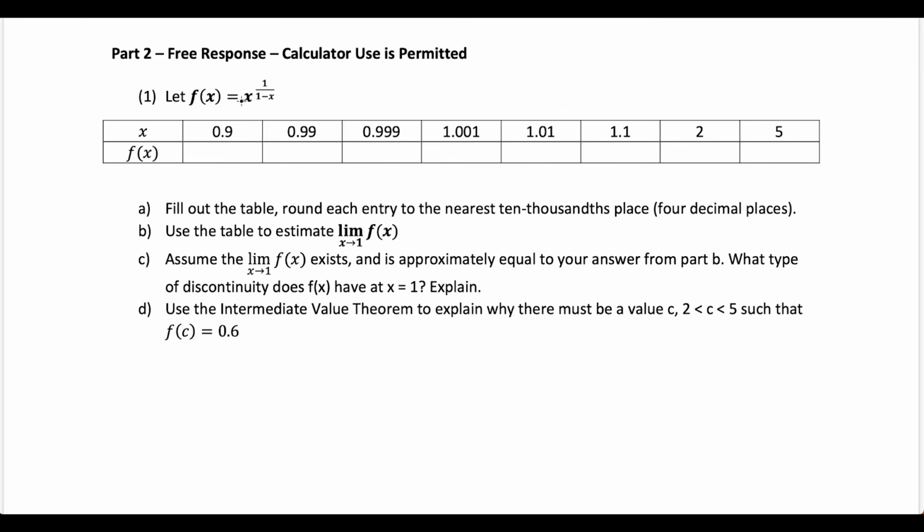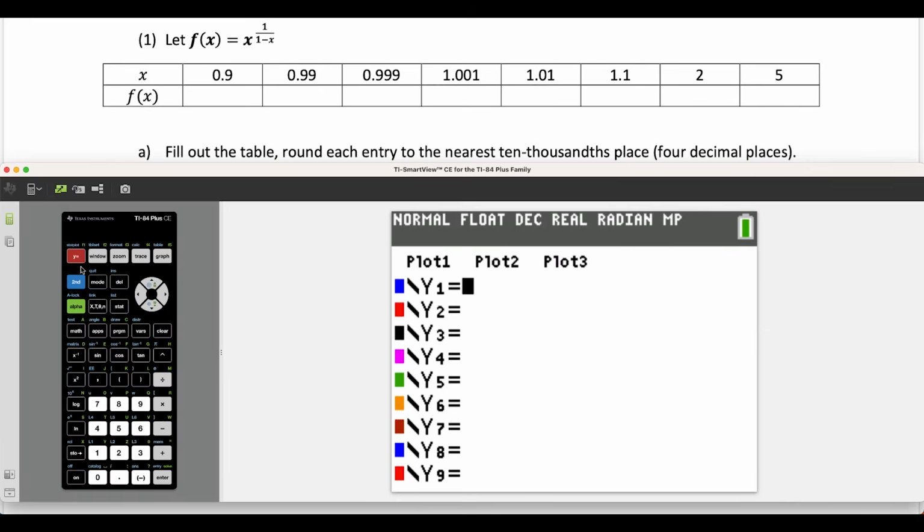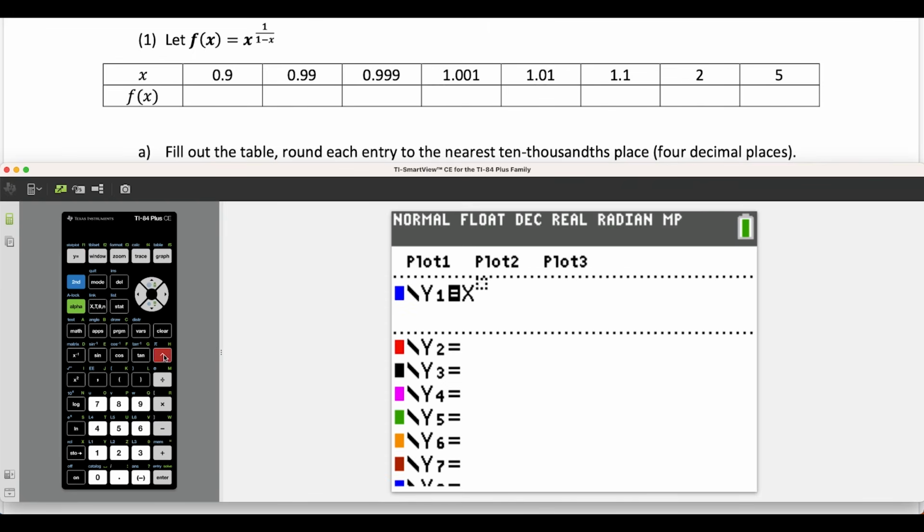Okay, so we're moving on now to the part 2 free response. Calculator use is now permitted. And the first thing we're going to do here, we have f of x, and we're going to fill out this table. So we're just going to go over to the y equals here. And we're going to write x to the power. And to write a nice fraction, we press alpha y equals enter. And we've got 1 over, we have 1 minus x on bottom.